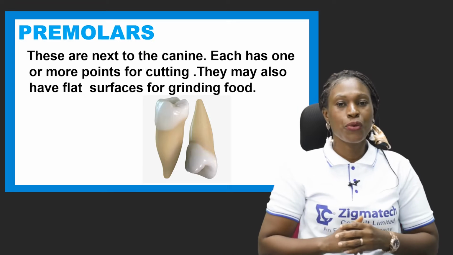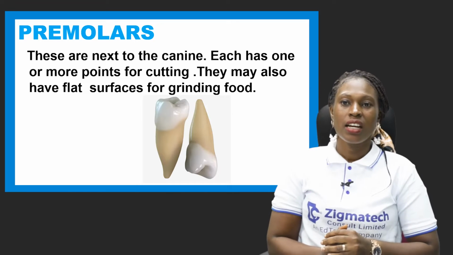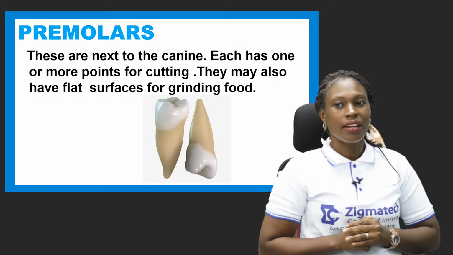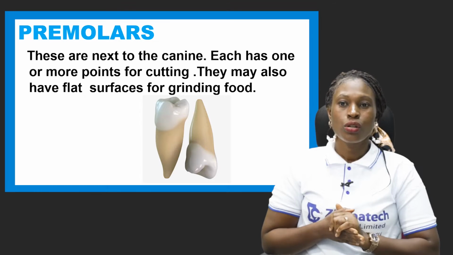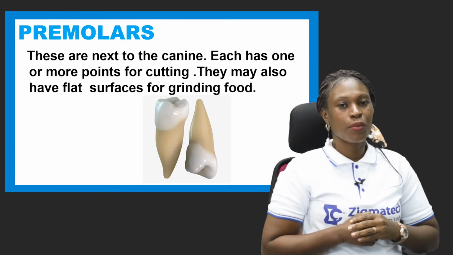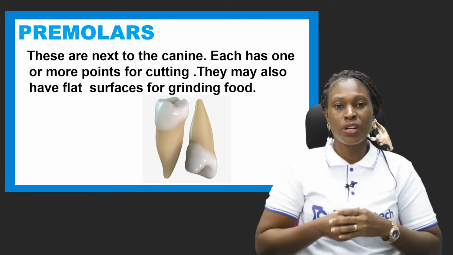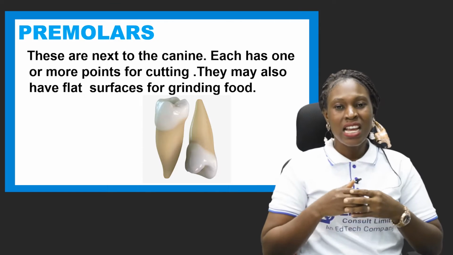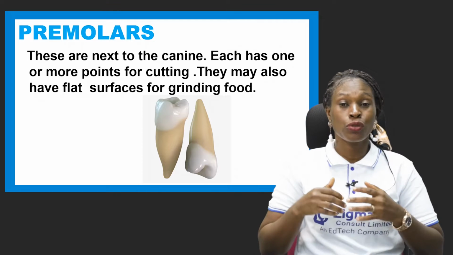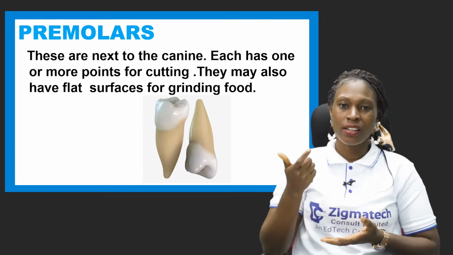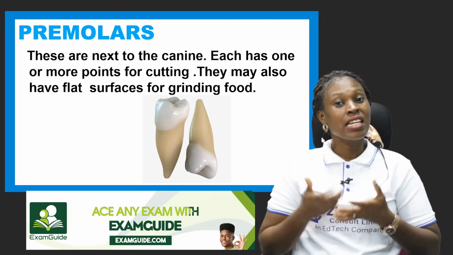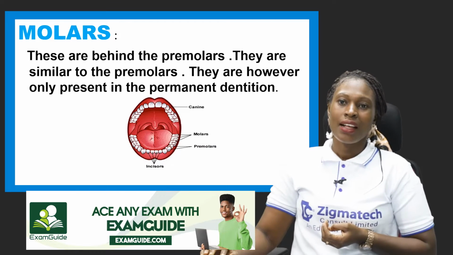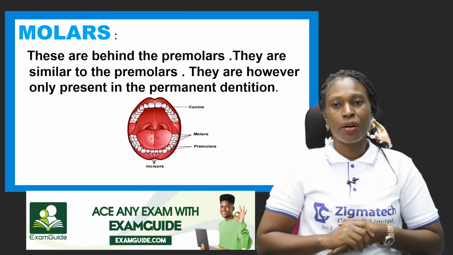The next one is the premolars. They're often next to the canine as well. It also helps to cut food, and then the flat surfaces help us to grind food easily, so we can swallow it easily. That's what the premolars do: they help us grind our food so we can swallow it easily, masticated into our system.